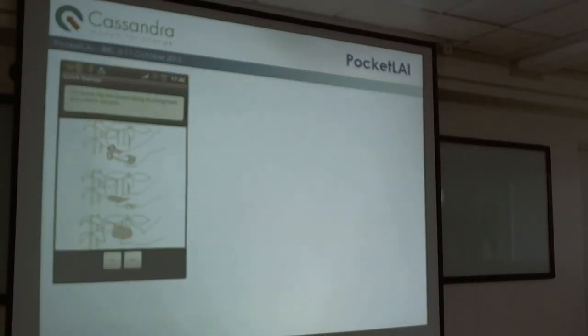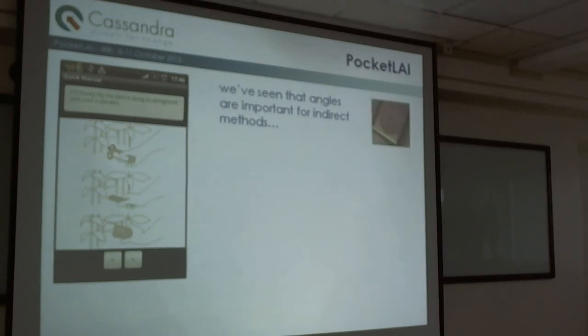And then, of course, you have to rotate the telephone along its main axis, as shown here in the quick guide. And because we have seen that angles are so important for indirect methods, the probe angle is very important, and so probably bubble levels are not the best solution to have an accurate estimate of probe angles.